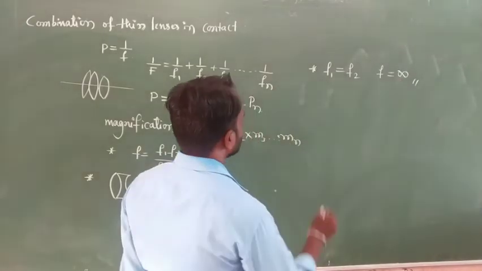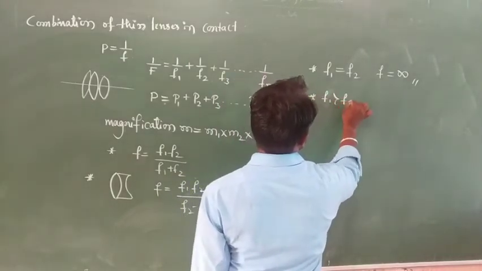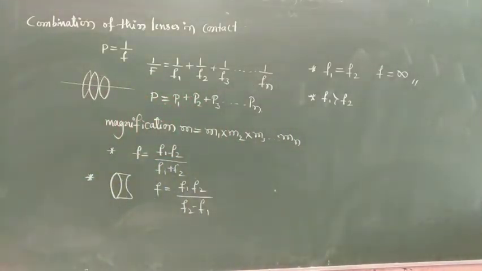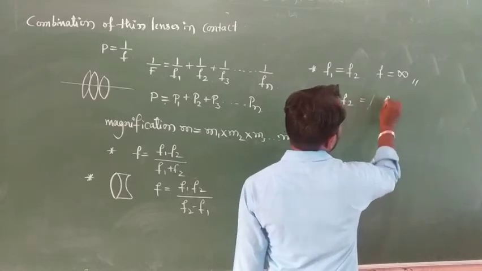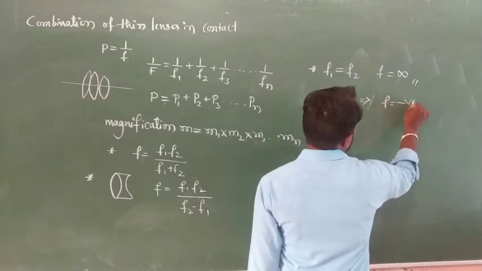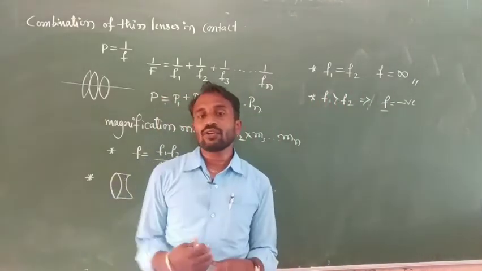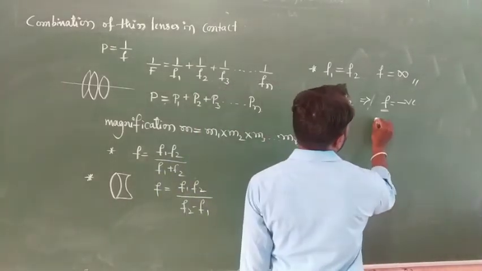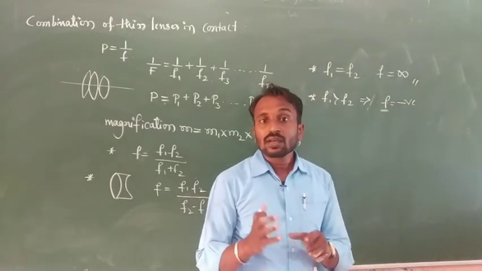Next, another case: F1 is greater than F2. Then F is negative, so the effective focal length is negative. A negative focal length is obtained only in a concave lens. It means the combination of lenses acts like a concave lens.